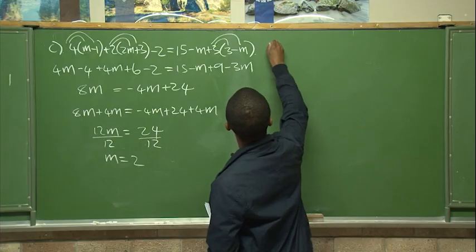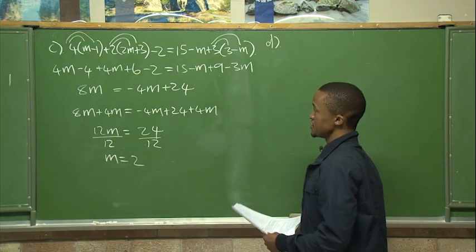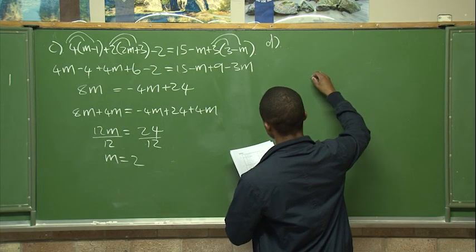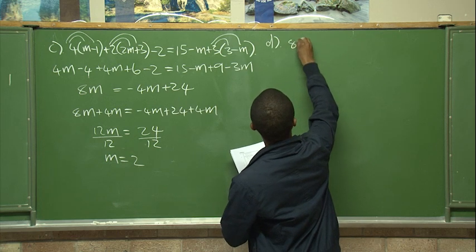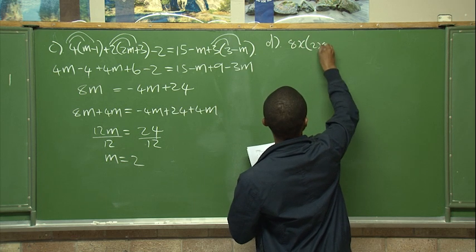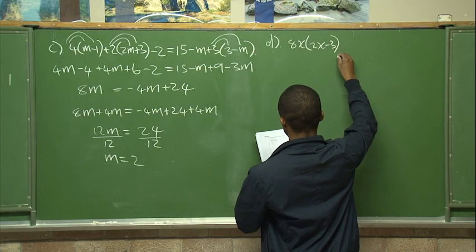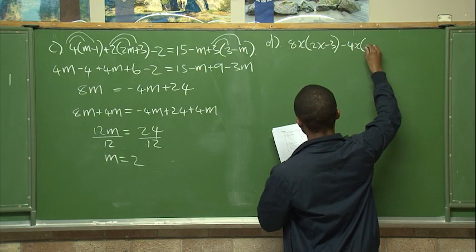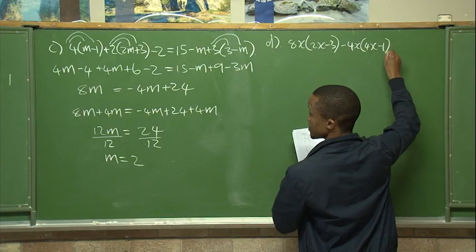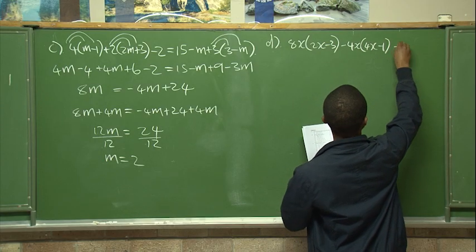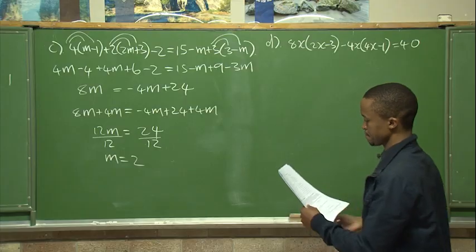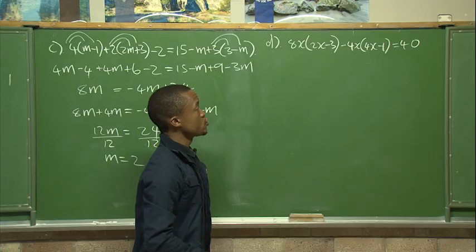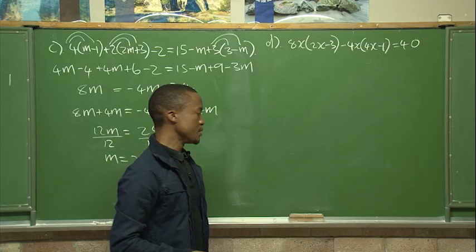Now let us continue with our equations. So now we have 8x bracket of 2x minus 3 minus 4x bracket of 4x minus 1 is equal to 40. So that is the equation that we have over there. So again, apply the distributive law where applicable.